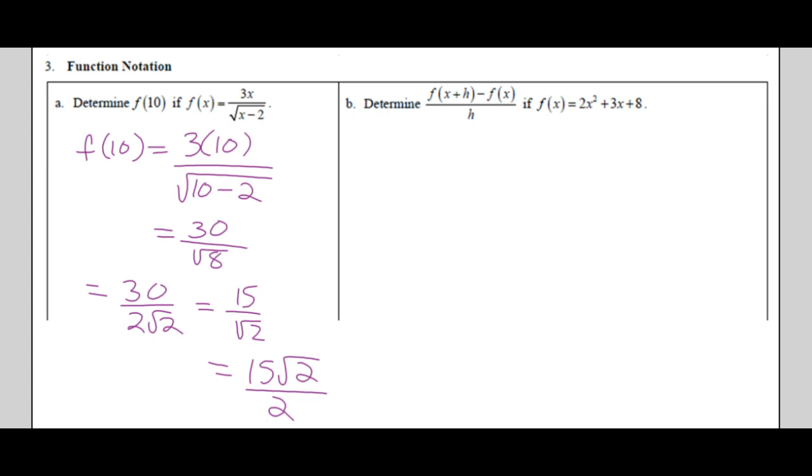Okay, B. Determine f of x plus h minus f of x over h if f of x equals 2x squared plus 3x plus 8. So what do we do? Replace. So replace what? So 2 bracket what? Plus h. x plus h.